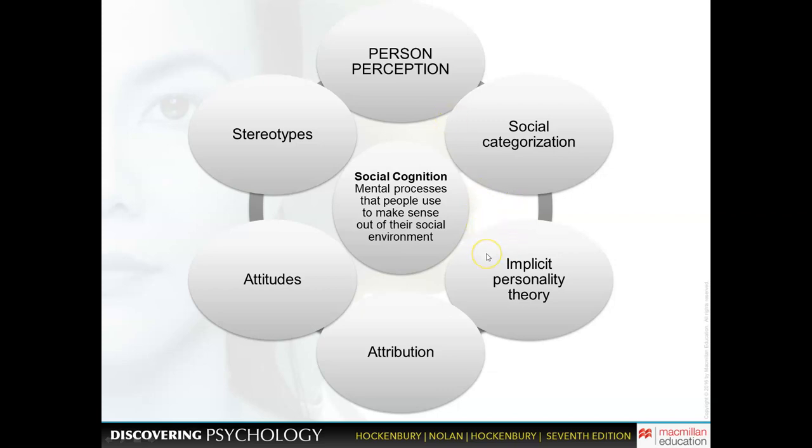Okay. And that is closely connected to implicit personality theory, basically how we imply the reason why others are acting in a certain way. And attribution is really closely related. When we're looking at different attitudes, especially attitudes of others or of ourselves, that can influence how we perceive others, as well as stereotypes. Right in the center of all that, you'll see we put a note that says social cognition. Remember, that refers to the mental processes that people tend to use to make sense of our social environment.